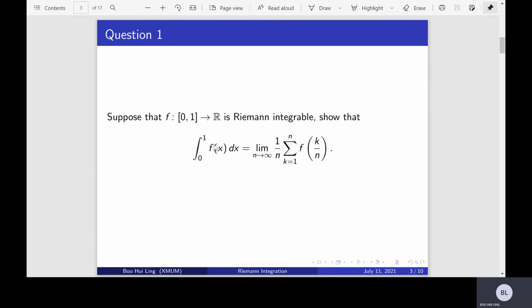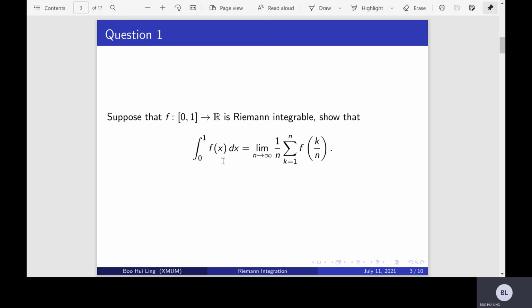Suppose that the function f with domain 0 to 1 is Riemann integrable, so that the Riemann integral of f from 0 to 1 is equal to the limit as n goes to infinity of 1 over n multiplied with the summation from k equals 1 to n of f(k/n).